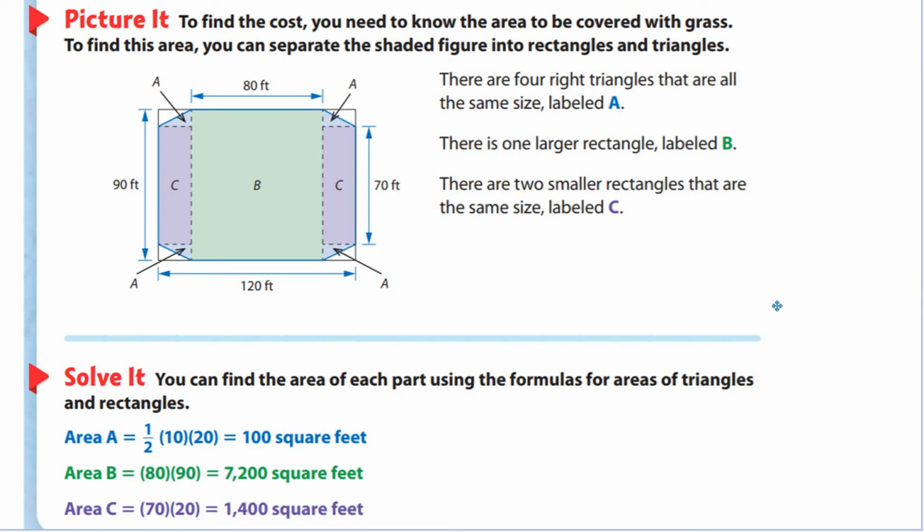The area of B is 80 times 90. If you're not sure where the 90 came from, or the 80, again, you can go back and see. 7,200 square feet when you multiply it. And then there's area C, 70 times 20. And again, if you're not sure where these numbers came from, go back in the video. 1,400 square feet, and then they added them.